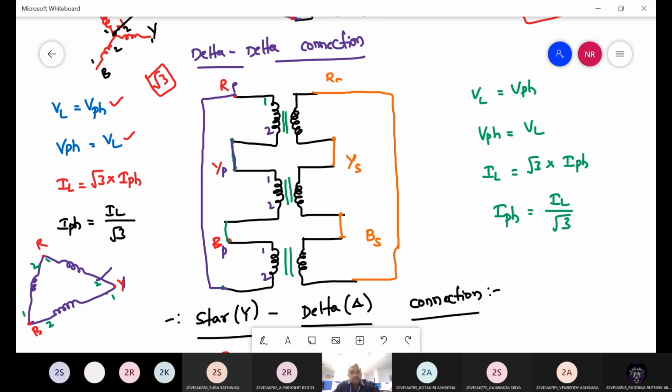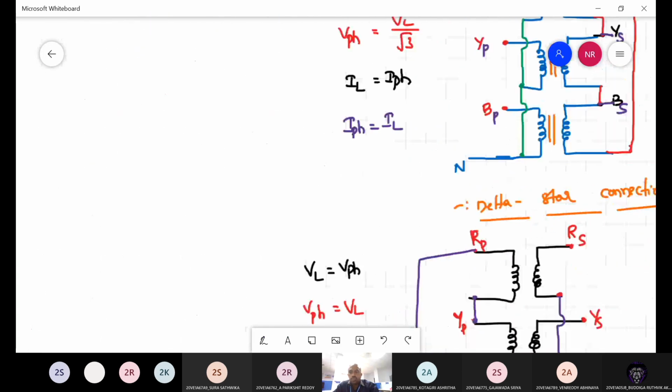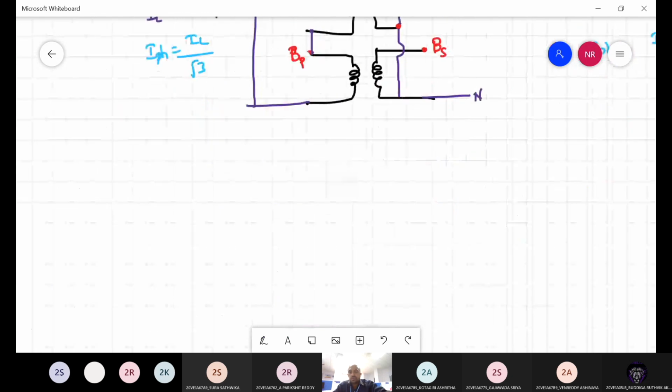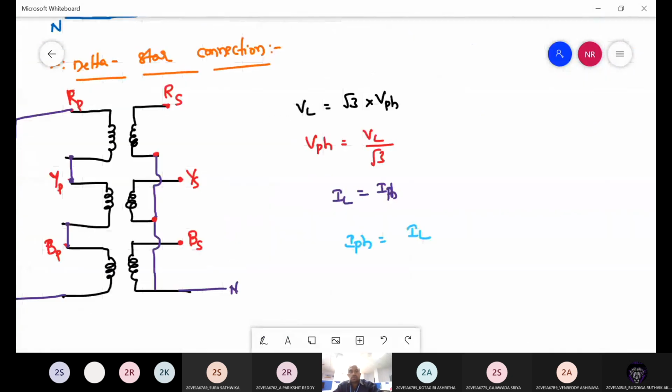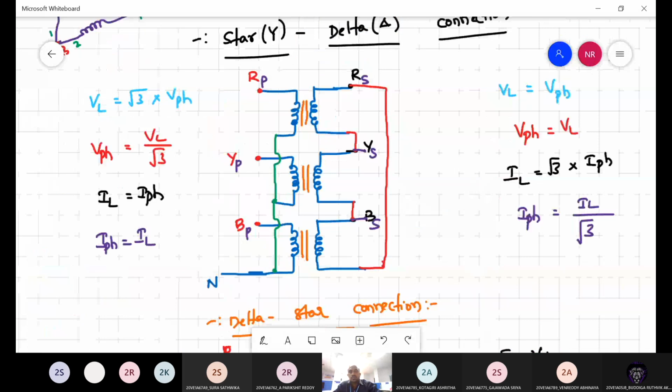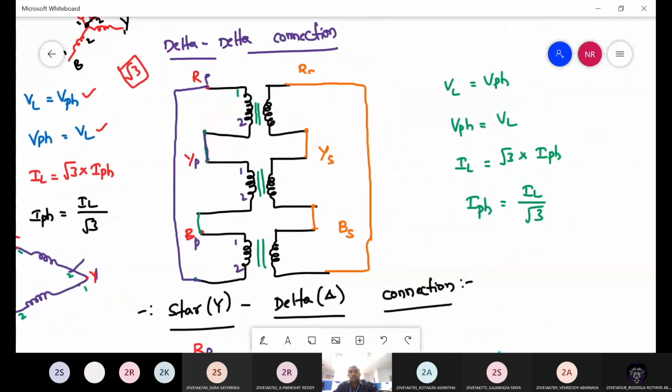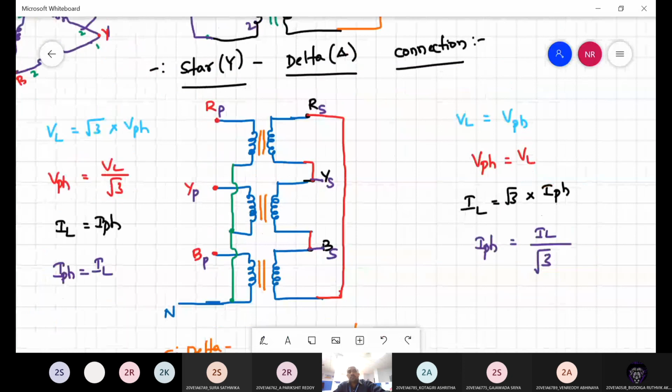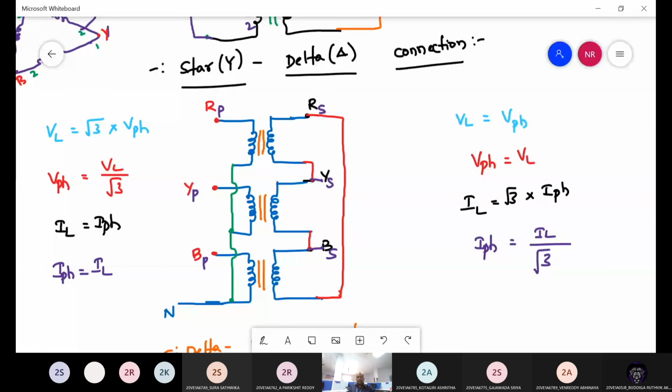Then the third one, after delta, is the star delta. What is that? Primary side star, secondary side delta, right? Is this difficult? Once we know star and delta, then star delta is very easy. Okay?